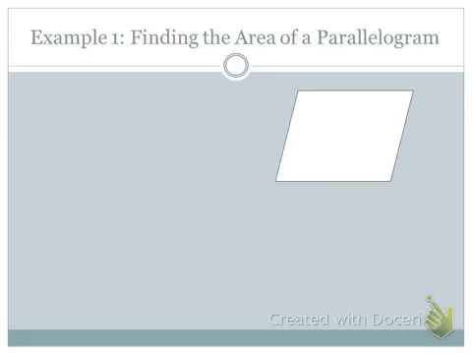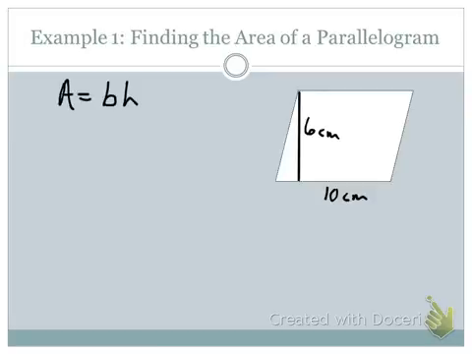All right, so if I'm finding the area of a parallelogram with these dimensions, 6 centimeters and 10 centimeters. Okay, what do I always start with? Original problem. My original formula. A equals base times height. Now I need to plug in the numbers where they go. So what is my base value? 10 centimeters. Okay, and what is my height value?